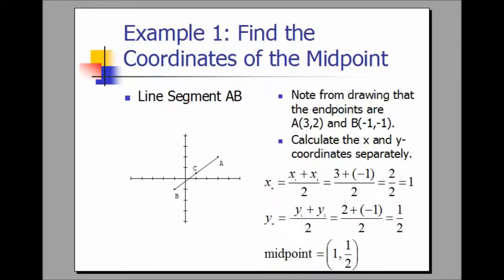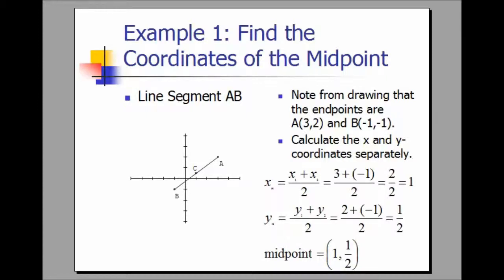In example 1, you are asked to find the coordinates of a midpoint. Note from the drawing that the endpoint at A has coordinates 3, 2, and the endpoint at B has coordinates -1, -1. We calculate the x and y coordinates separately. X sub m, which is the x-coordinate of the midpoint, equals x sub 1 plus x sub 2 over 2.